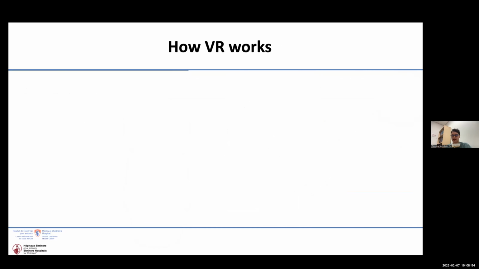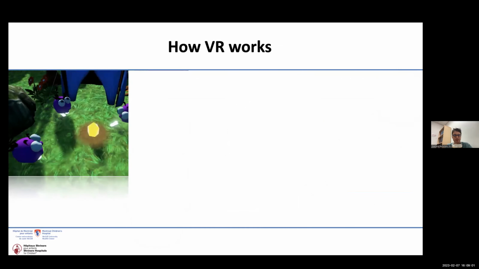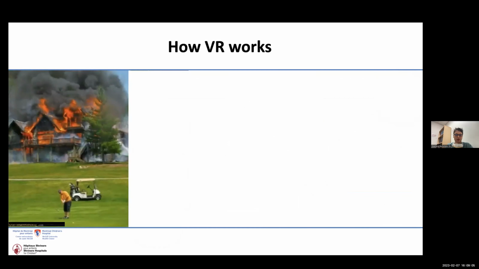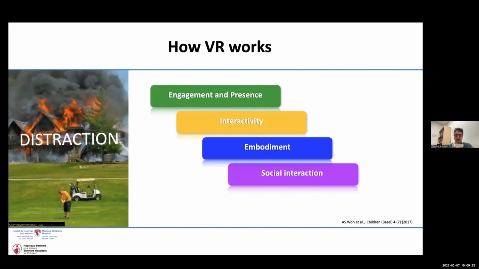So let's see how virtual reality works. Basically, you are in this nice environment with these puppies, and you are absolutely involved in this, and you have no idea what's going on outside. There are 5 aspects of virtual reality that are fundamental, pivotal for it to work, which are engagement and presence, interactivity, embodiment, social interaction, and eventually customization.